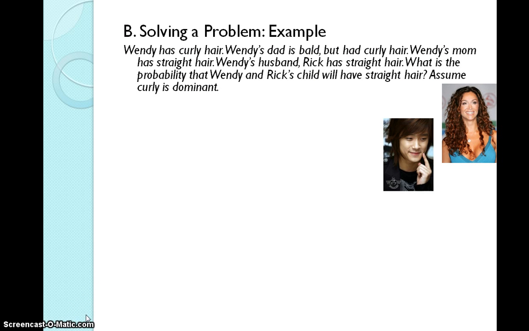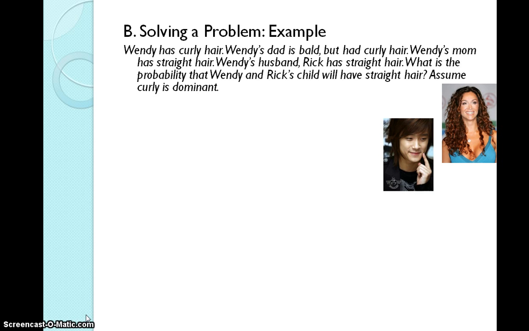One last thing we're going to do in this video is to take a look at how you might solve a problem looking at dominant and recessive traits. We're going to start here with a problem where we have two people, Wendy and Rick. They're going to get married and they're going to have a child, and they're interested in what type of hair their child will have.